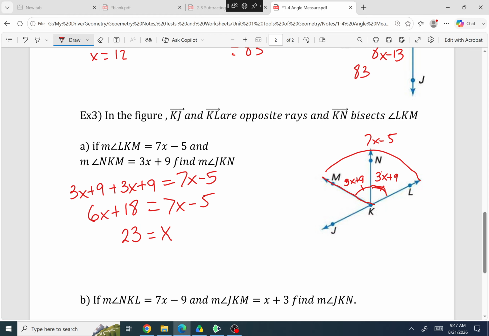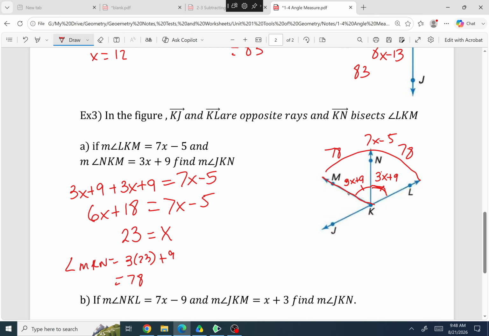What's the question? What is JKN? Now, that one's a little bit trickier. If I was trying to solve that, I would just solve what I already know. Do I know what MKN is? Yes, because I know what MKN is. It's actually pretty easy, right? It's equal to what? 3 times 23 plus 9, right? Is that 78? I'll take your word for it. That's 78. So that means this is 78, and that means that's 78.